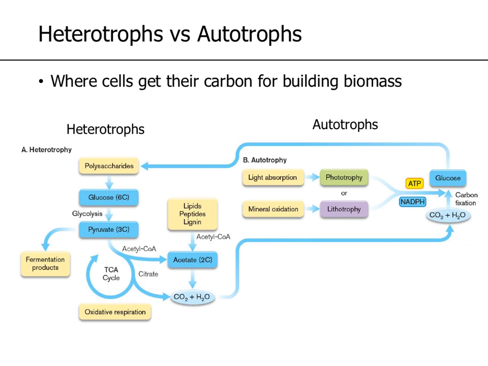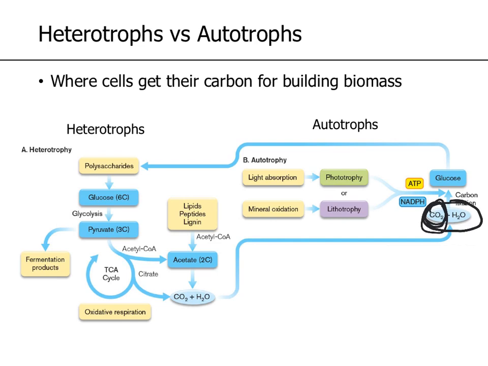This is just a simple version of a carbon cycle. Essentially, for the autotrophs, what you want to remember is that they use carbon from CO2 for fixation. So this is where they're getting their carbon, from CO2.